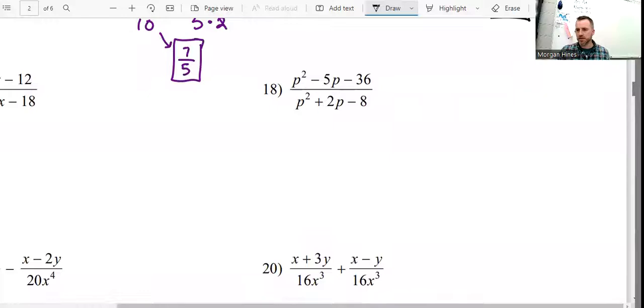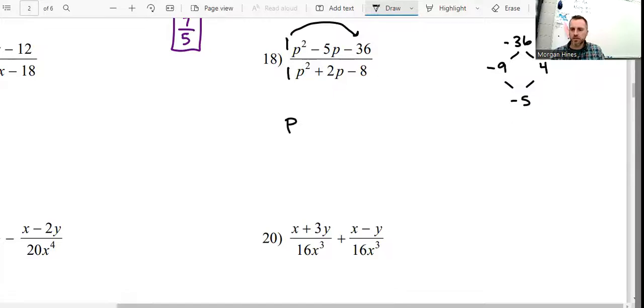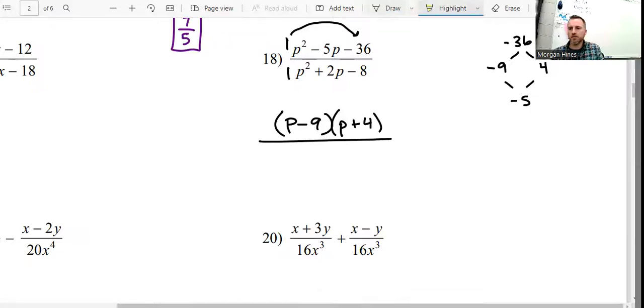18, very similar, just got 2 quadratics this time instead of 1. They both have leading coefficients of 1 though, so that's very nice of me. It's -36 that add up to -5. Take a quick pause, think about it. -9 and 4, that's p minus 9, p plus 4, divided by, let's do this one in blue.